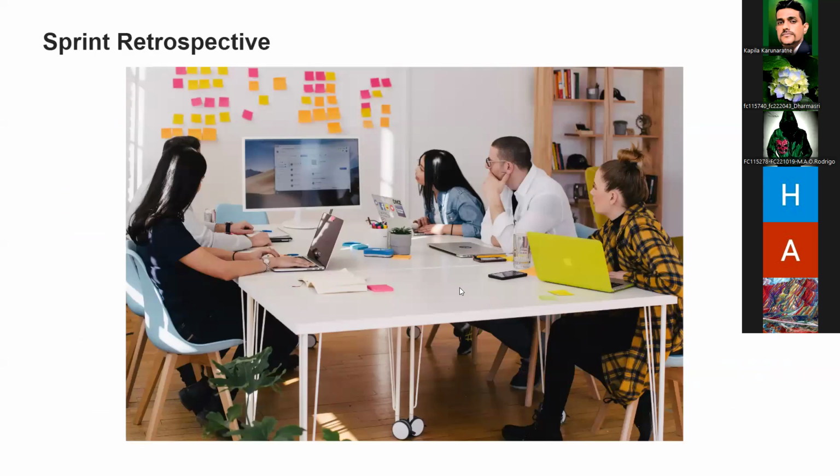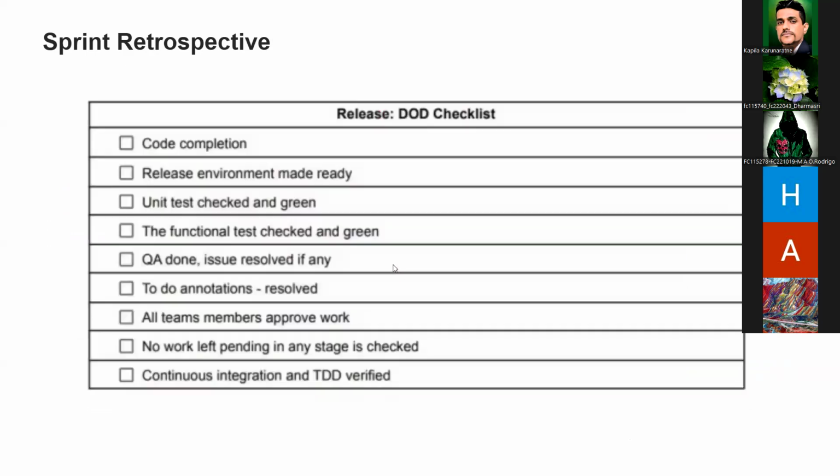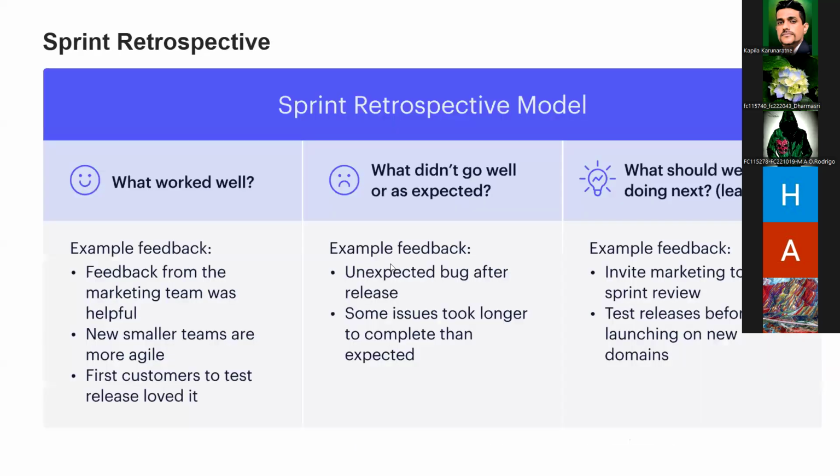The last one is the retrospective meeting. Once you have finished this entire agile sprint, you need to do a retrospective meeting. That means you need to have a discussion. Basically, this is what worked well. You need to list down all the things that went well, and all the things that didn't go well. Something went wrong, and what are we going to do differently in the next sprint based on your learning. You need to do these three things.